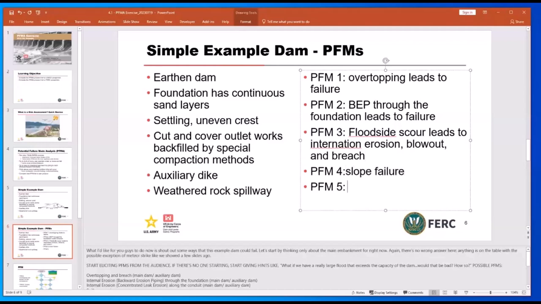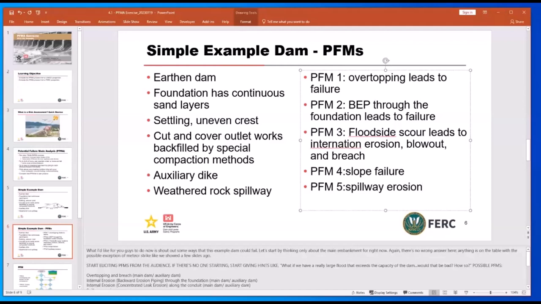So internal erosion or erosion of the spillway? Spillway erosion. Okay. Leads to premature lowering of the crest or something like that. So I think we could keep this going for quite a long time. I've seen failure mode lists go from about 35 to over 100 for dams or levees that have a lot of features. But let's call this good for right now for the sake of our example.